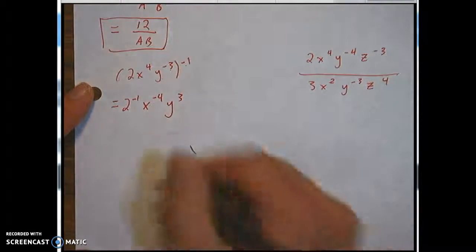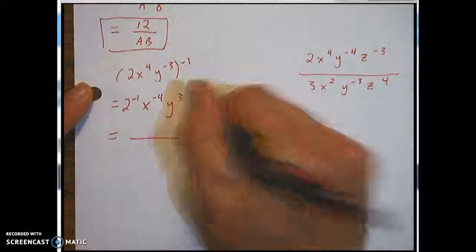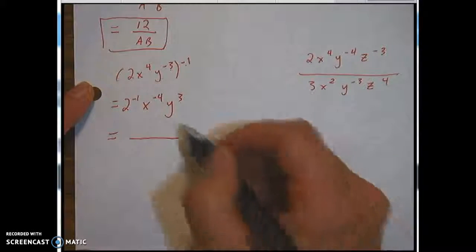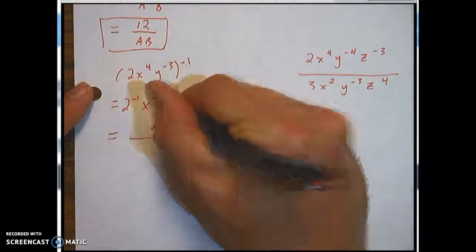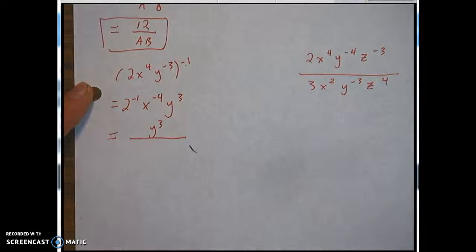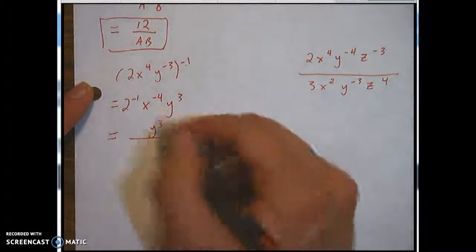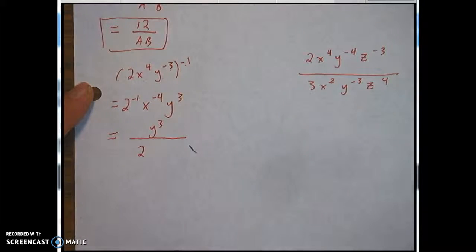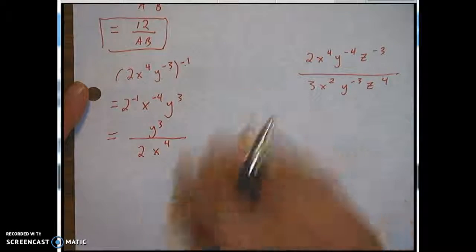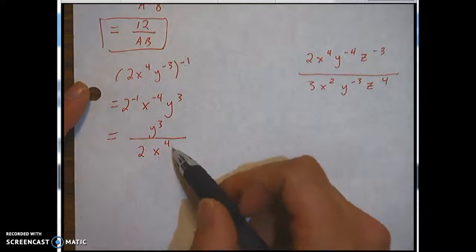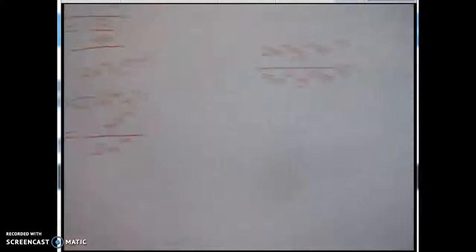So again, we don't like negative exponents, so I'm going to set up a fraction here. On top of the fraction, the only exponent that's not negative is that y to the third. So that's what I'm going to put on top of the fraction in the numerator. On the bottom of the fraction, I've got that 2 to the first power, or just 2, times x to the fourth power. So I changed that from a negative exponent to a positive.